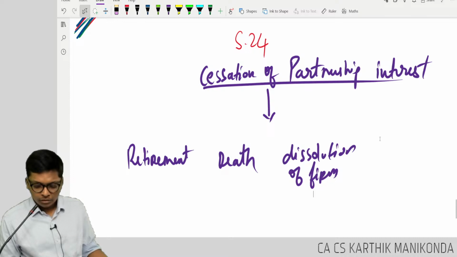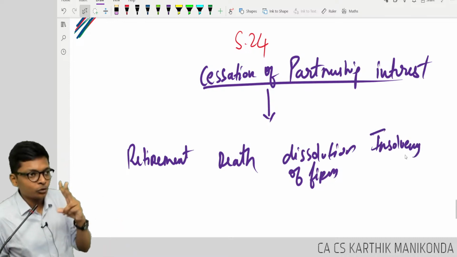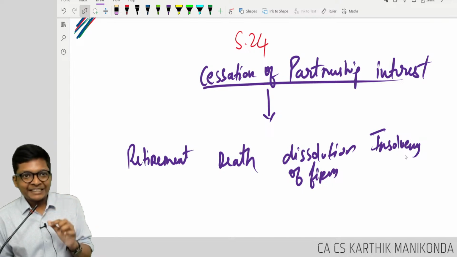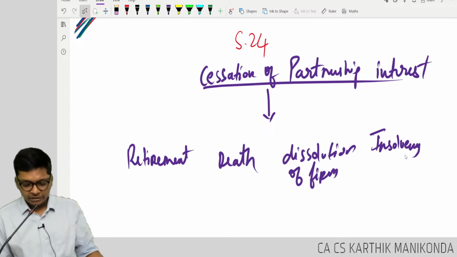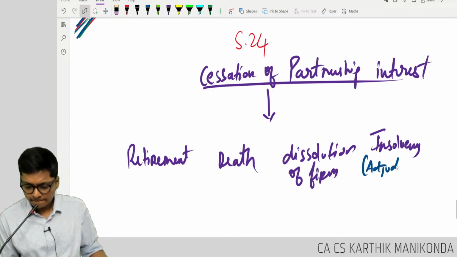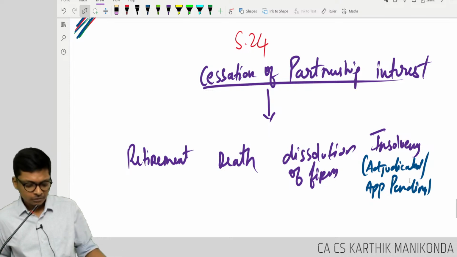Dissolution of firm or insolvency. But here insolvency is of two types: adjudicated or application pending. So insolvency is 2 points. One more point you are missing, guys.